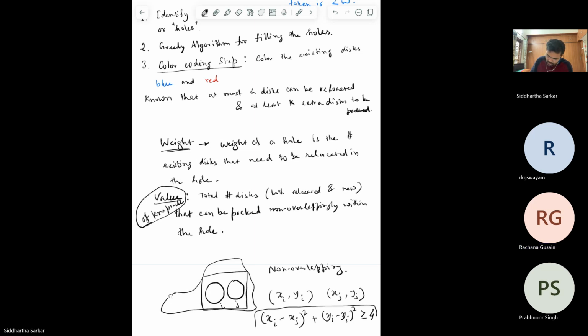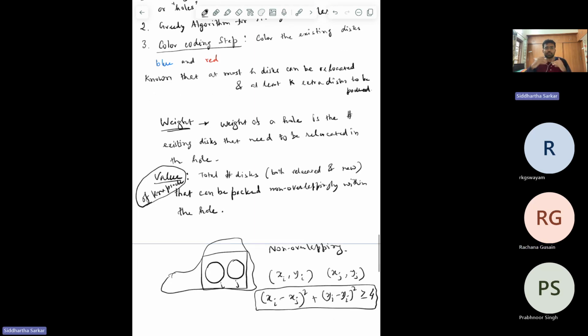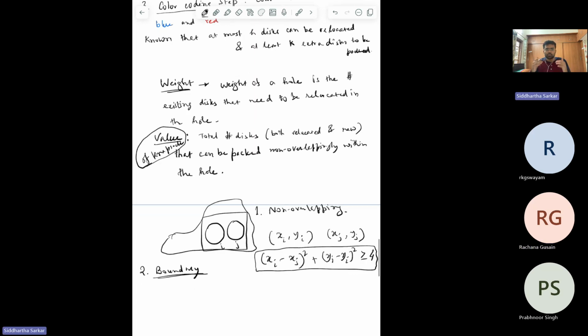So they generate certain equations, and this is one condition: non-overlapping. The other condition is the boundary condition, that the disk should be within the boundary of the hole. Generally, they have some approximations of the hole into rectangles.